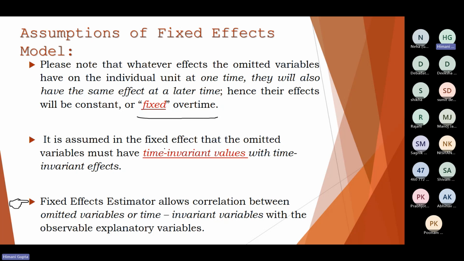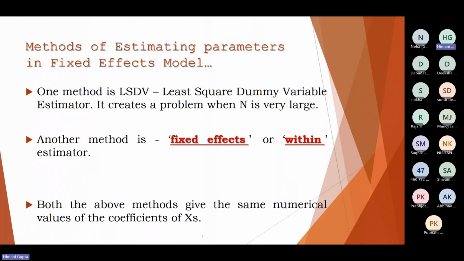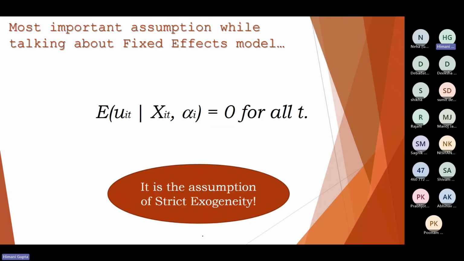So it is assumed that the omitted variable must have a time invariant value. Time invariant means that as time changes, this will not change. The fixed effect estimator allows correlation between the omitted or time invariant variable and the observable explanatory variable. It will take care of that. Now we will learn with the help of the manual calculation how we are going to do it, and also how we are going to do it with the help of this data.